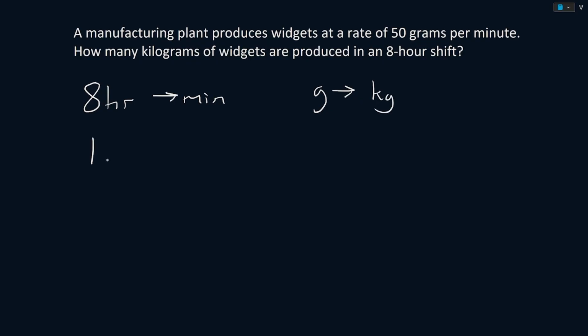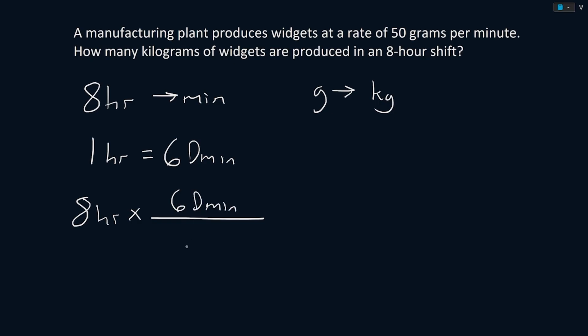We know that 1 hour is equivalent to 60 minutes. So to convert 8 hours to minutes, we need to multiply through our conversion factor of 60 minutes per 1 hour. Here, the hours cancel and leave us with minutes, and we multiply through to get 480 minutes.